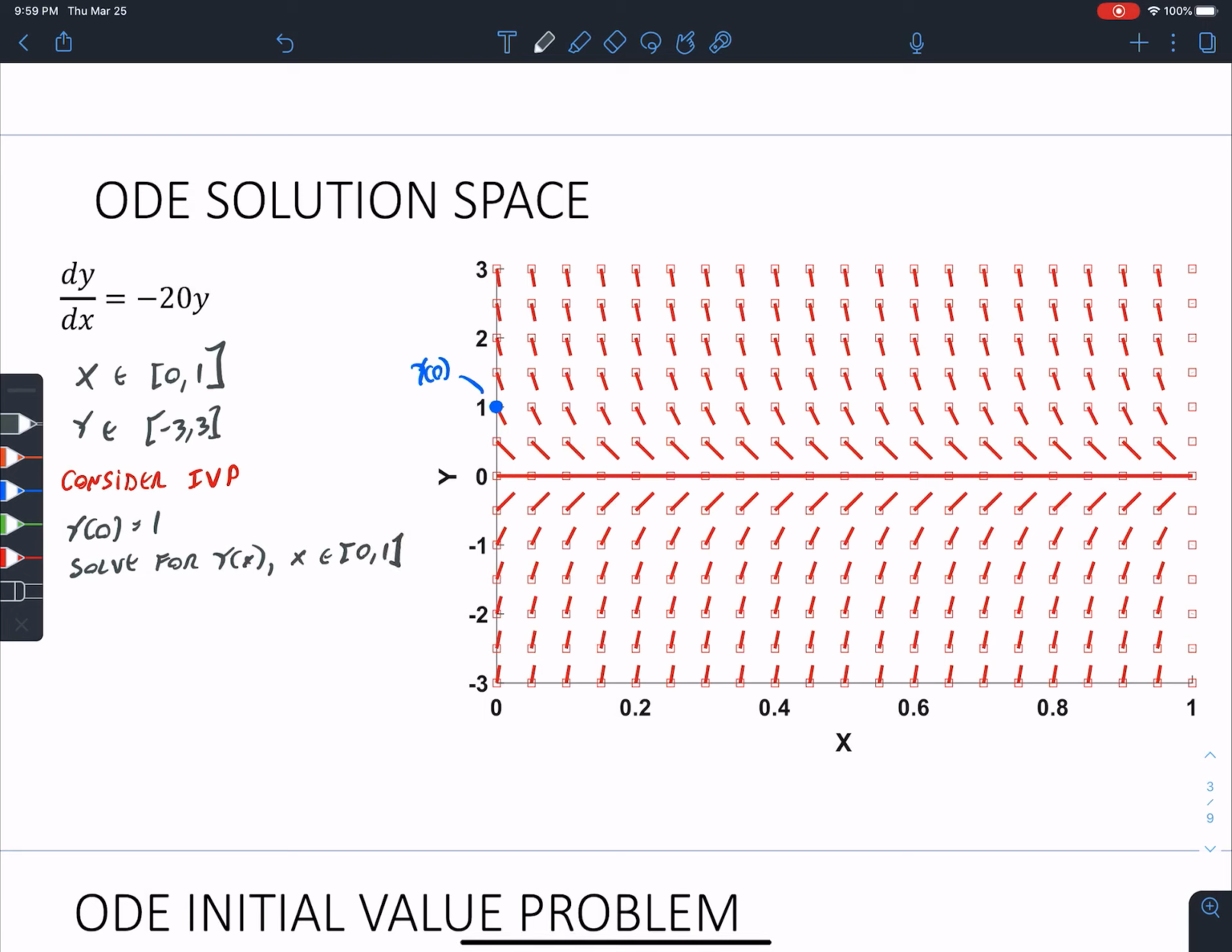And let's use Euler's method, and let's specifically use h equal to 0.1 in this case. Okay, so here we are. Let's plot the solution. Let's do it in blue.